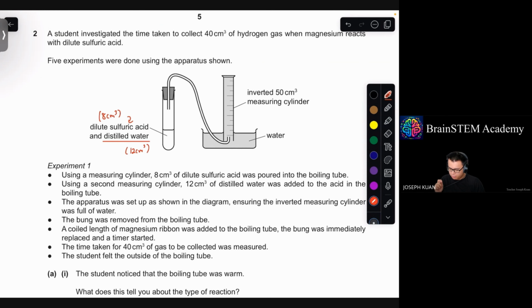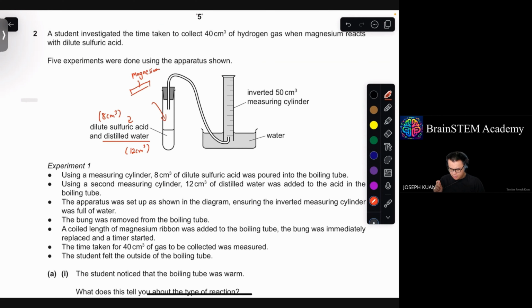The apparatus was set up as shown in the diagram, ensuring the inverted measuring cylinder was full of water. The bung was removed from the boiling tube. A coiled length of magnesium ribbon was added to the boiling tube. The bung was immediately replaced and the timer started. The time taken for 40 cm³ of gas to be collected was measured. The student felt the outside of the boiling tube.